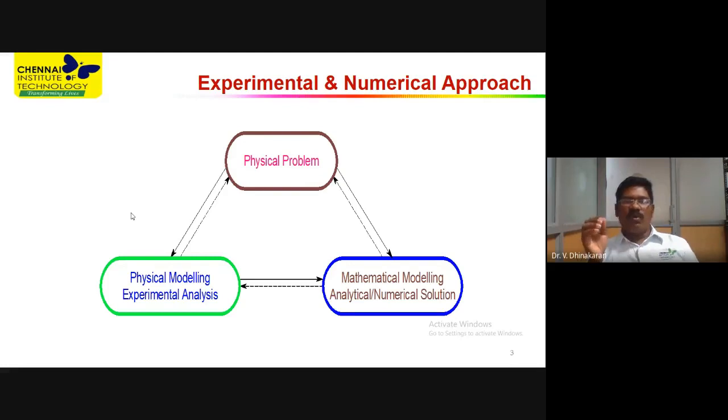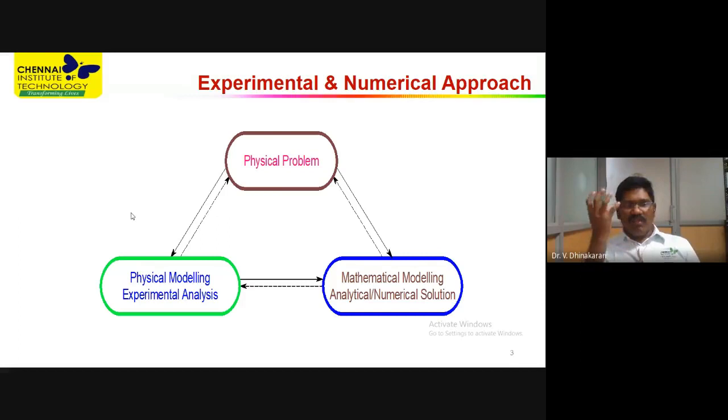For experimental analysis, there is a well-defined procedure. There is no substitute for experimental analysis. Experimental analysis means you have to construct the experimental setup. Then you have to run the experiments. Then you have to read the data. Then you have to analyze the data. Then you have to come up with the conclusion on how the parameters are varying. These are the standard procedures followed while solving any problem using experimental analysis.